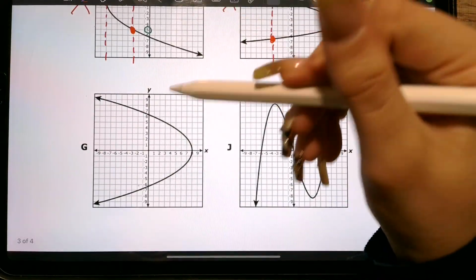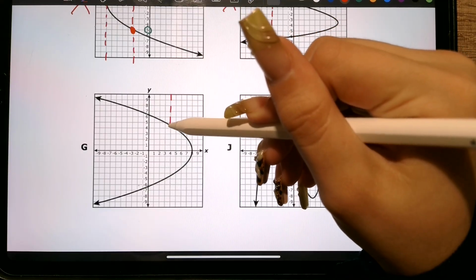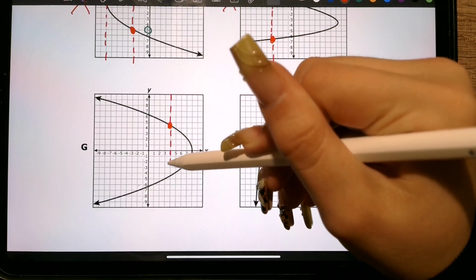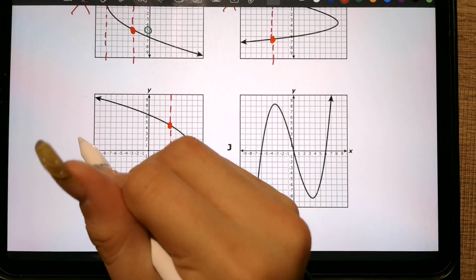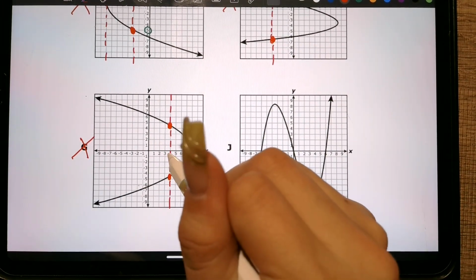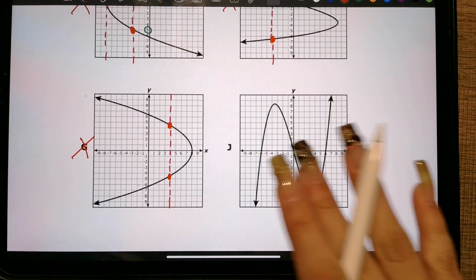Now let's try this one. Let's just pick any random spot. 1, 2. So again, not a function because the input of 4 is having 2 different outputs.